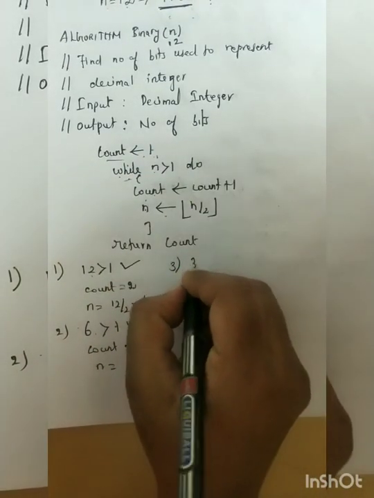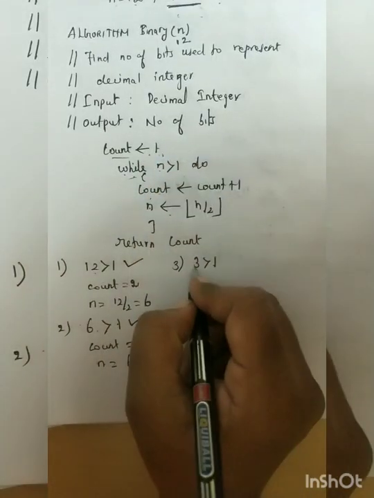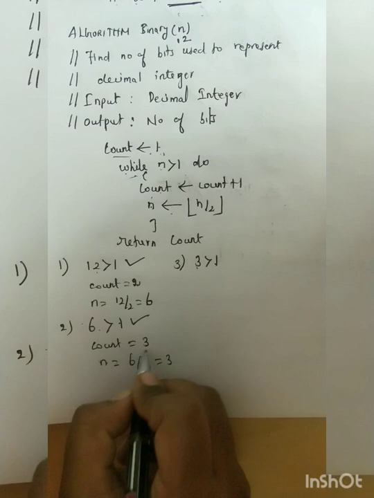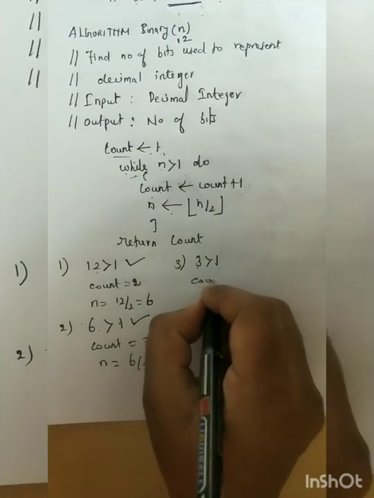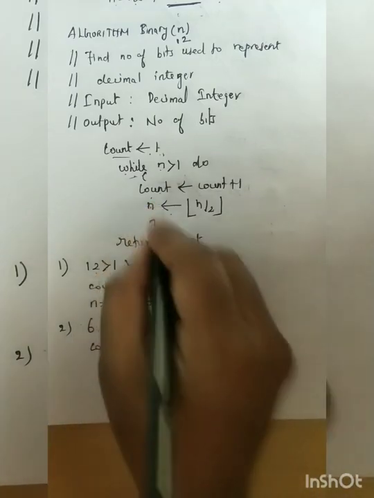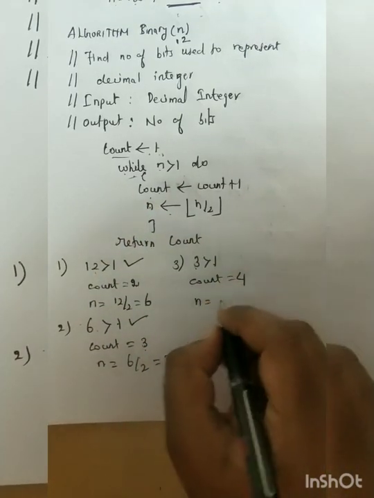Again, third iteration: 3 greater than 1. The current n value is 3, greater than 1. Count equal to count plus 1. The already count value is 3, so count is equal to 4. 3 plus 1 is 4. Again n is equal to n by 2.